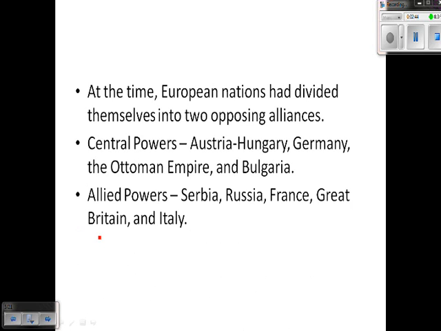So here were the two sides that we had. We had the Central Powers, which were Austria-Hungary, Germany, the Ottoman Empire, and Bulgaria. Italy actually starts off on that side, but then when the war starts, they jump ship to the Allied powers. And then the Allies are Serbia, Russia, France, Great Britain, and Italy.